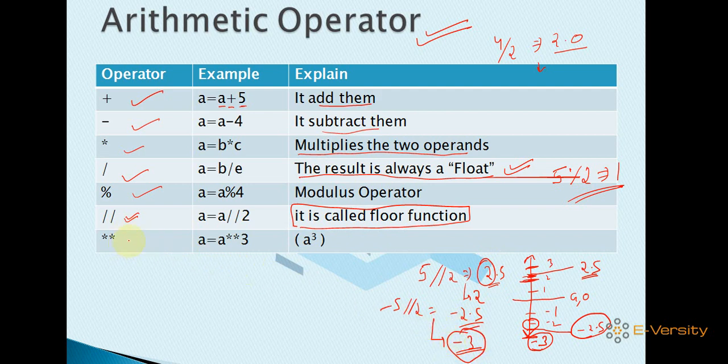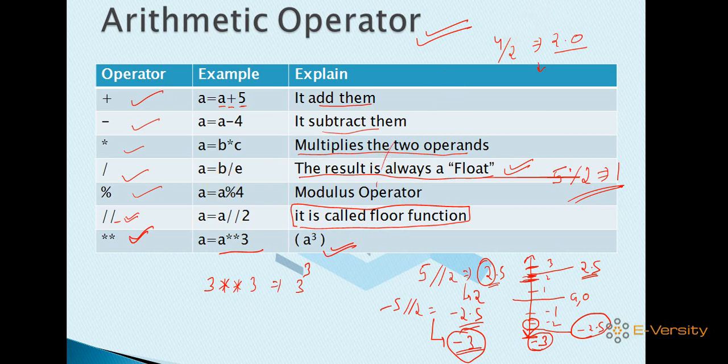Okay, another one is called the power operator. If you are writing a ** 3, it means a to the power 3. Suppose I want to write 3 ** 3, it means 3 to the power 3. So these are the arithmetic operators.